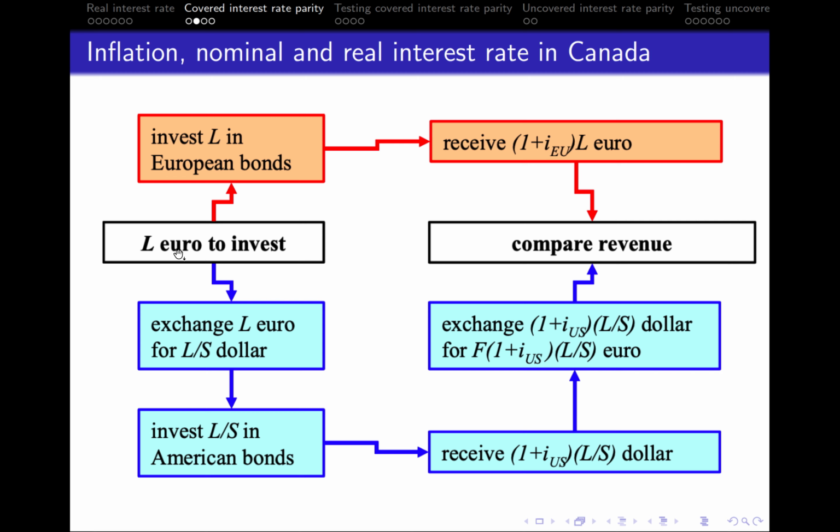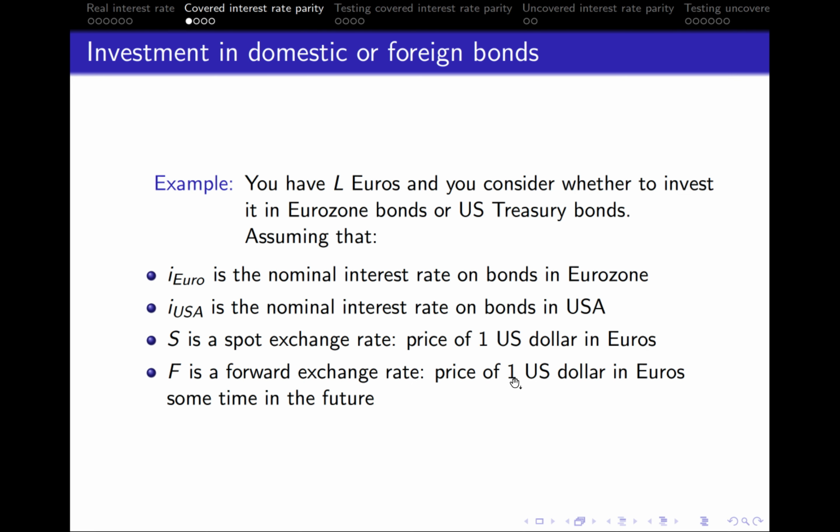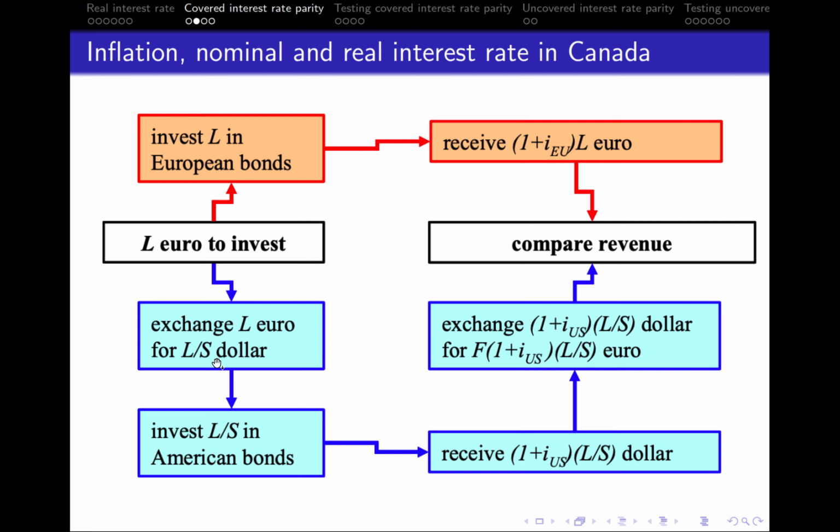Now, the second option you've got is to change your currency, to invest in United States Treasury bonds. But to do so, first thing you need to exchange this L euro for L divided by S dollars. Remember, we are dividing here because spot exchange rate is defined as price of $1 in terms of euros. So if I divide by S, I now have dollars. And what do we do next? We invest this amount of money in American bonds, and what do we receive in the end as a result? This amount of money expressed in dollars times 1 plus US interest rate.